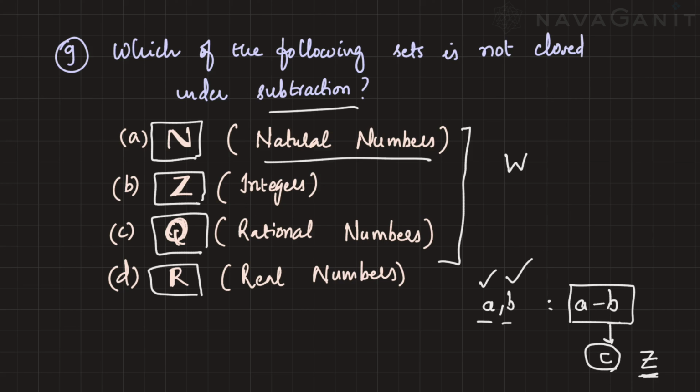Now the question is, which of the sets is not closed under subtraction? In this case, the correct answer is natural numbers. Because say I have two natural numbers, say 3 and 5. If I do 3 minus 5, this is minus 2. Now minus 2 is not a natural number. So that means natural numbers are not closed under subtraction.